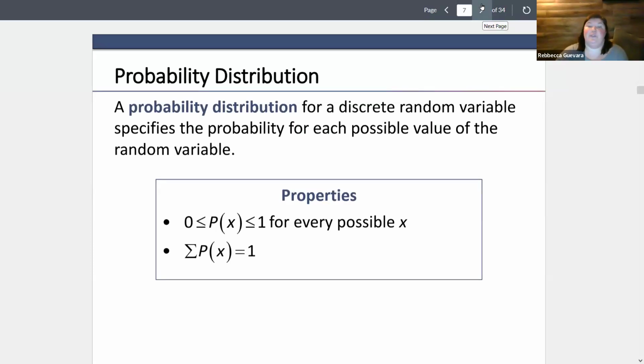So a probability distribution for a discrete random variable specifies the probability of each possible value of the random variable. Going back, some of the things we know is that if I'm looking at any kind of variable, the probability that it occurs is always going to be between 0 and 1. And if I do a summation of all my probabilities, that summation should equal 1 because it covers all my events. So we're talking about the dice roll. I have 6 outcomes. Each one has a 1 in 6 chance of happening. If I add that up, that's going to give me 100%.